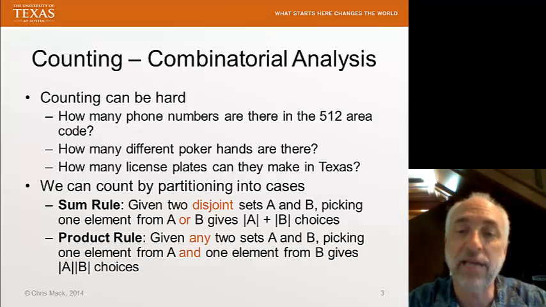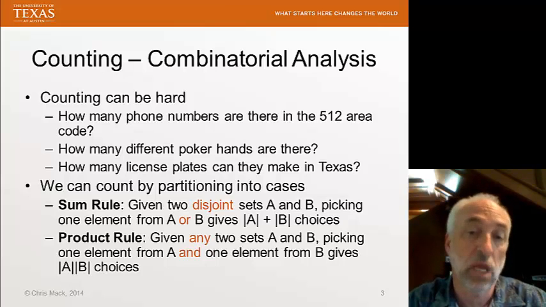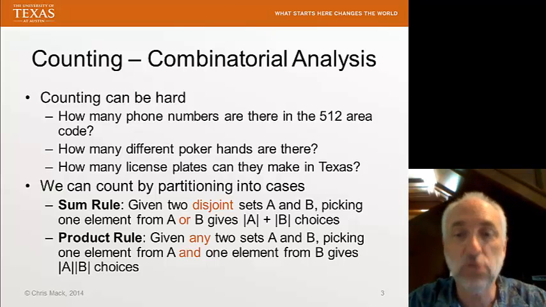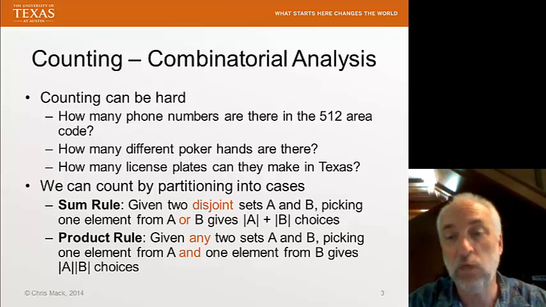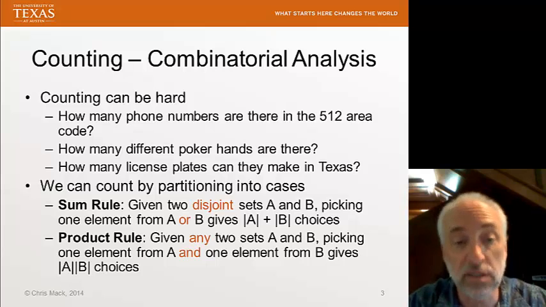Well, I have to add the number of elements in A to the number of elements in B if I'm picking A or B. What if I'm going to pick A and B? I have two sets, A and B. Now they don't have to be disjoint, but I pick one element from A and one element from B. How many choices are there? Well, it's the product of the cardinalities of the two sets. That is the product of the number of elements.